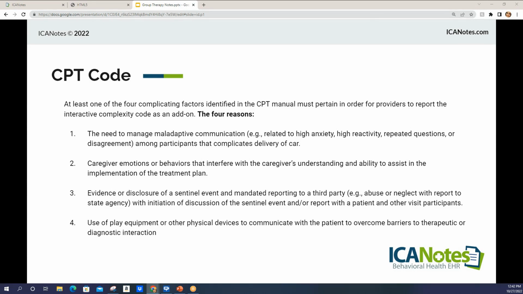The other one is if you have to use equipment or physical devices to communicate with a patient to overcome barriers to therapeutic or diagnostic interactions. Now, here's the thing. A lot of people will say, oh, so you mean if I have a translator? If I need to use a translator with a patient, then I can bill that interactive complexity code.